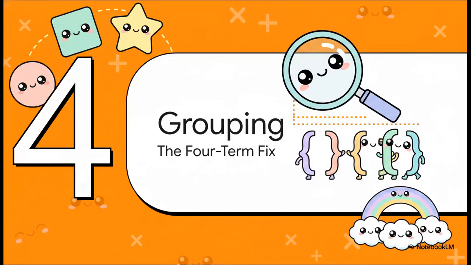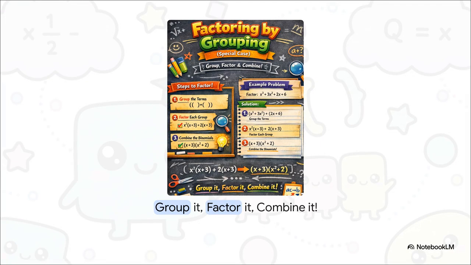Section 4, grouping, also known as the four-term fix. Now, sometimes a problem looks completely overwhelming just because of its length. This is a classic divide and conquer strategy. Just slice the four terms right in half by grouping them into pairs with parentheses. Then apply the greatest common factor rule we learned earlier to each group separately.